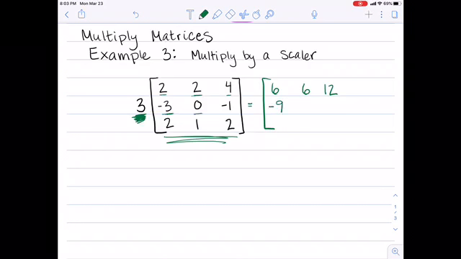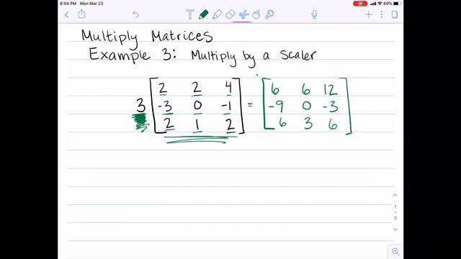3 times 0 is 0. 3 times negative 1 is negative 3. 3 times 2 is 6. 3 times 1 is 3. And 3 times 2 is 6. So this is our answer matrix that we get when we multiply our matrix by this scalar of 3.